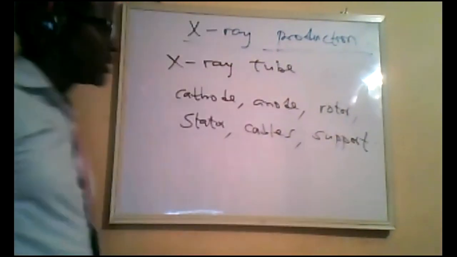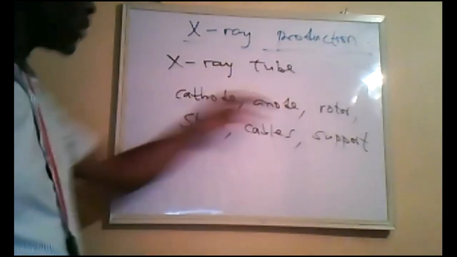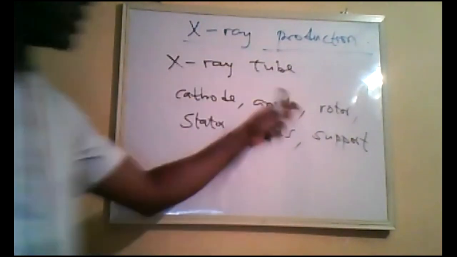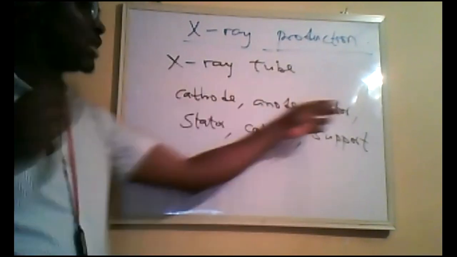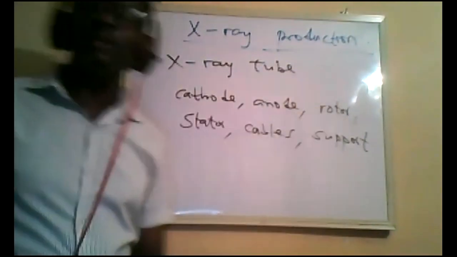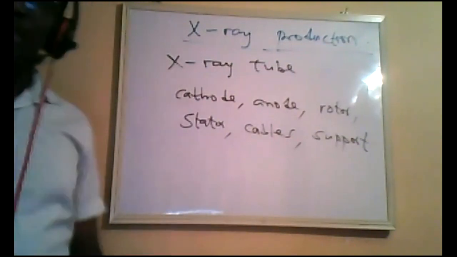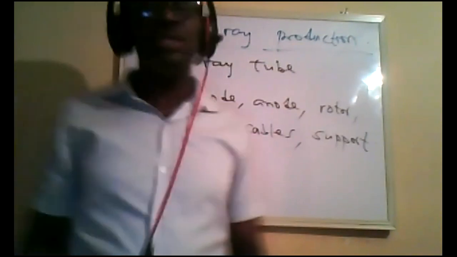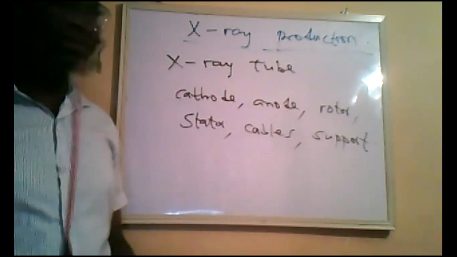The cathode is the negative electrode, where electrons are produced. You have the anode, which is where the electrons impinge. You have the rotor. Usually this is another type, a form of equipment used in a rotating anode, because it is rotating, of course.